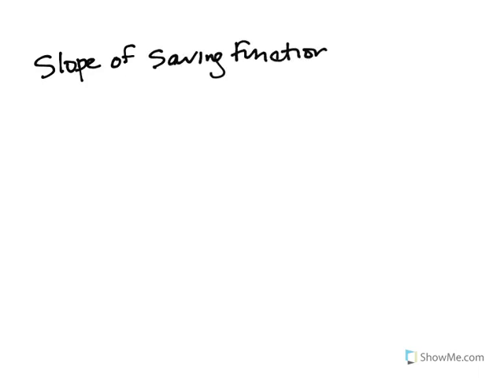Now, just like when we looked at the consumption function, the slope of the saving function equals the value of your MPS. So again, just like we said, the slope of the consumption function is your MPC, the slope of the saving function is going to be your MPS.